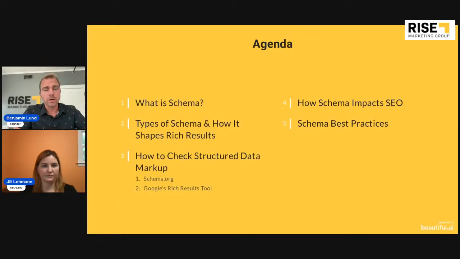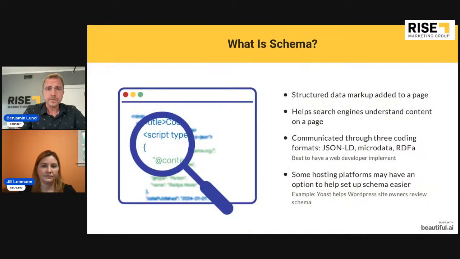Today we are going to cover what schema is, the different types of schema and how it can shape rich results, and how to check structured data markup. So once you implement this on your site, how to make sure that it is set up correctly. There's a couple different ways that you can go about it that Jill's going to walk us through, schema.org and Google's Rich Results tool. Towards the end, we're going to get into how it can impact SEO. You definitely want to stay around for that because ultimately that's why you want to implement schema, to increase your SEO. And then we're going to get into schema best practices. So let's get into it.